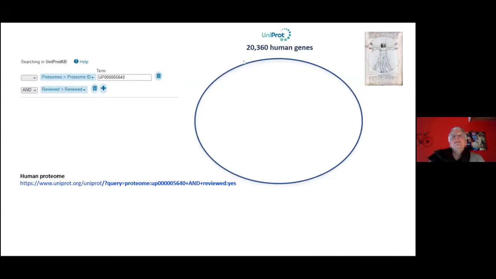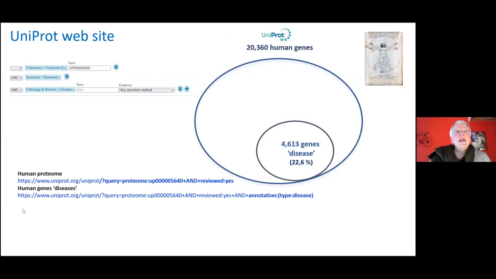So for human, I said there are 20,360 human genes. And then you can select the ones which are annotated with a disease. So you select pathology and biotech, disease, and you see that there are more than 4,000 genes which are involved in genetic disease in human.